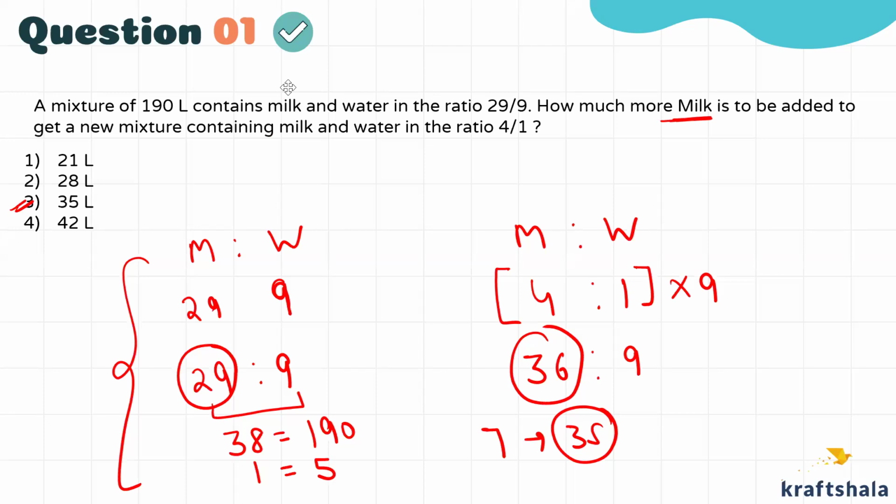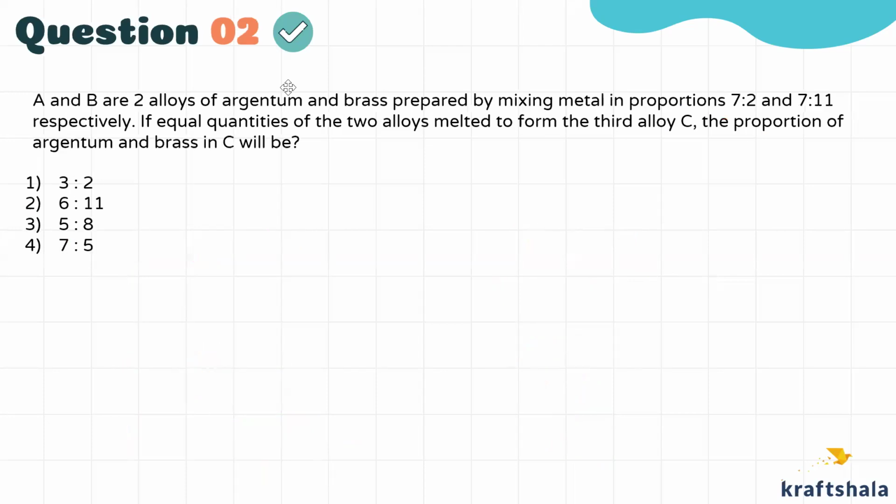Right. I hope this method is also at least 50% clear. The first one should be crystal clear. So let's move on to the next. Try this one.